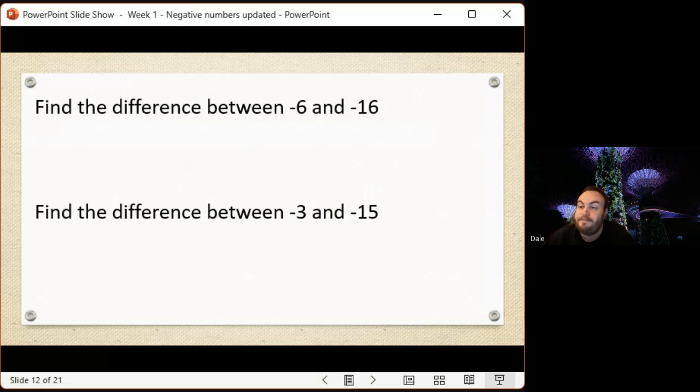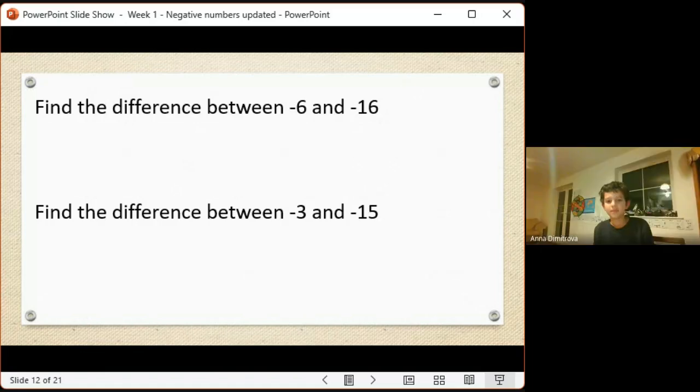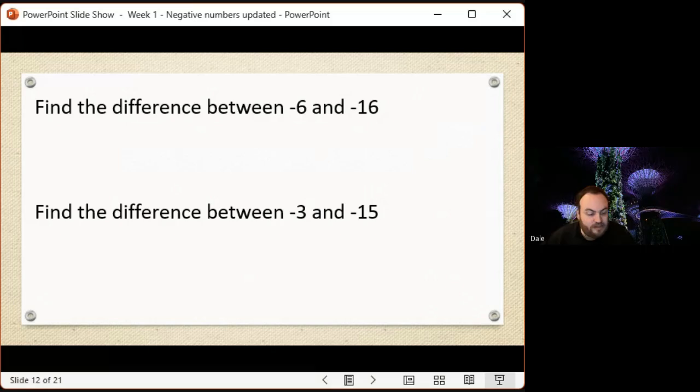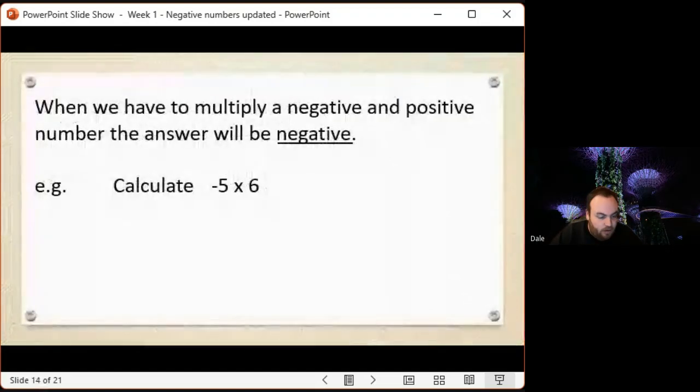What's the difference between -3 and -15 on your screen? 18? Oh, it's not 18, because that would be adding the numbers together. I want to take away. So what I do, Govinda, is I get my 15, and then I take 3 away to get the difference. So what's 15 take away 3, Govinda? I got the answer, it's 12. Fantastic. Well done.